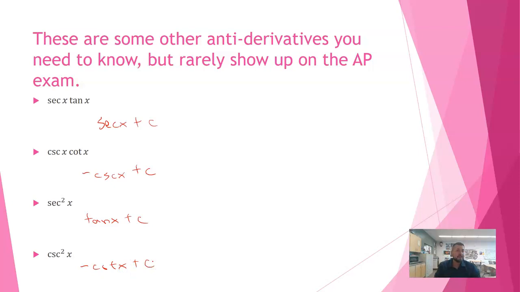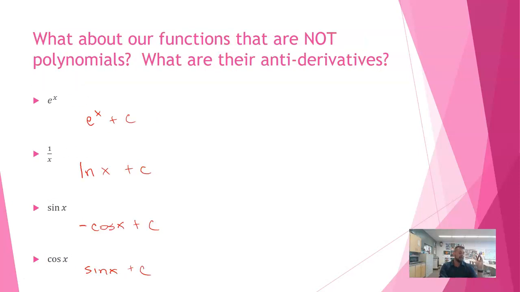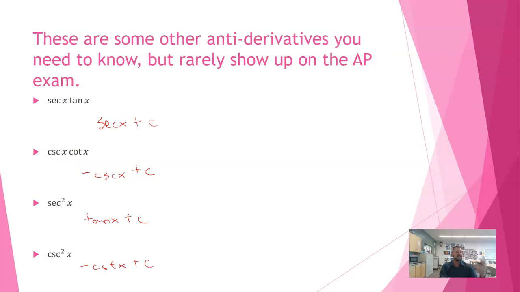So all of those are the only antiderivatives we will know for this entire class. There's not more that you can memorize. That's it. We've got one rule for polynomials, and then these 8 that we talked about right here, and that is all we have to work with.